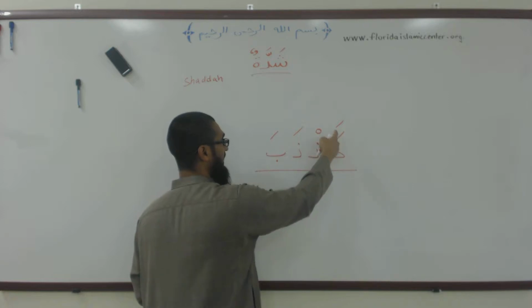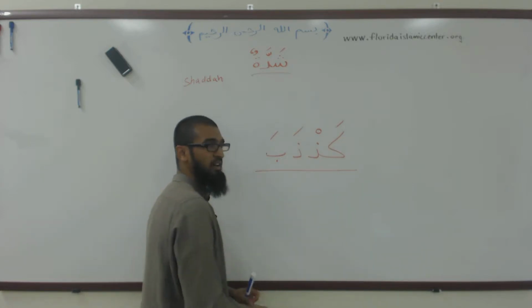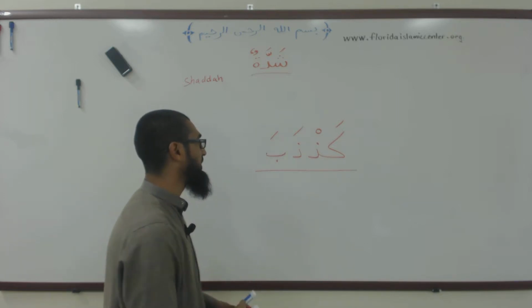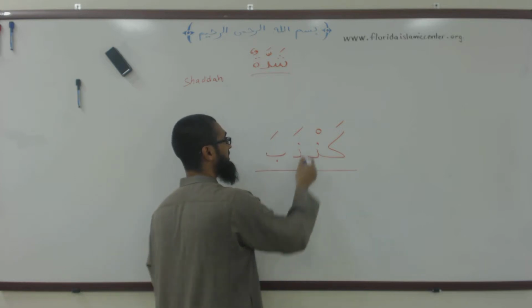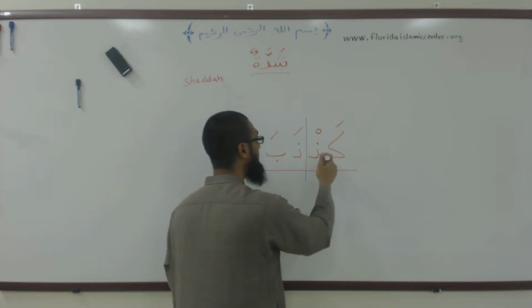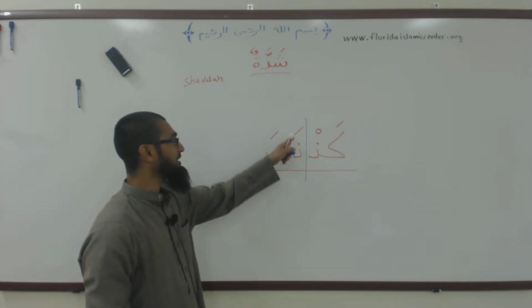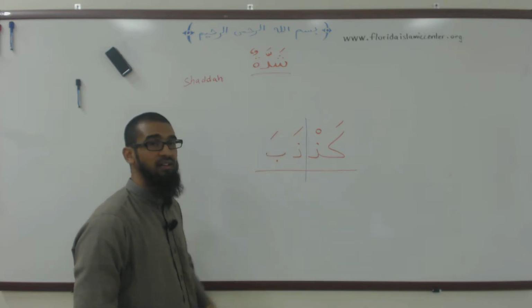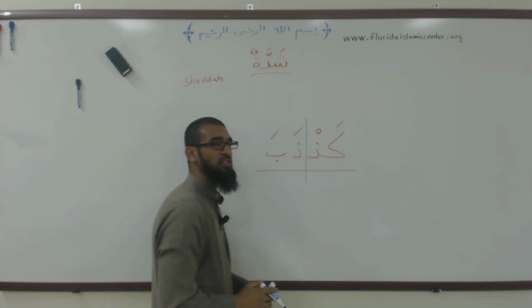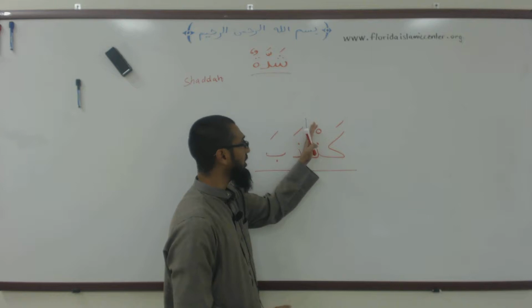Kaf with a fatha, dal with a sukoon, zal with a fatha, ba with a fatha. How do you pronounce that? The first part is what? Kaz, right? And what's after that? Zaba. So kaz and then zaba. Pronounce this part and then the other part.